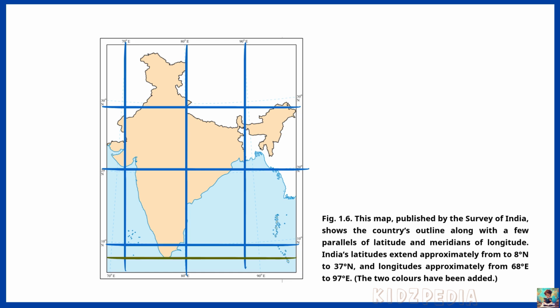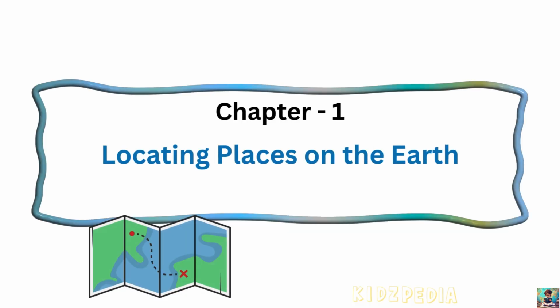India's location on the globe is between about 8 degree north to 37 degree north latitude. This means India stretches from 8 degrees north of the equator to 37 degrees north, and about 68 degrees east to 97 degree east longitude, which means India stretches from 68 degrees east to 97 degrees east of the prime meridian. With this, we have completed part 2 of our chapter, Locating Places on the Earth.